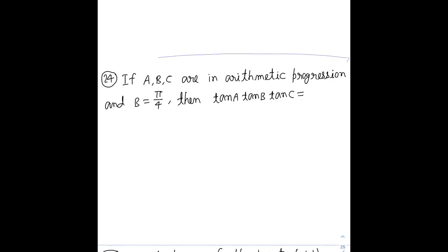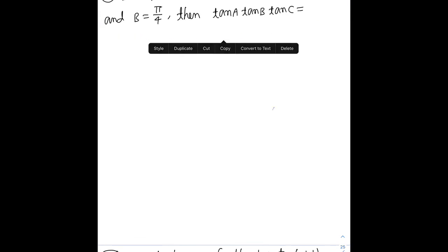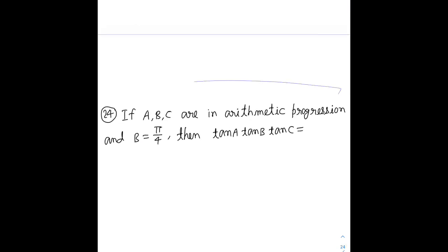Okay guys, then next question, question number 24. If A, B, C are in arithmetic progression and angle B equals pi by 4, then we have to find tan A, tan B, tan C.